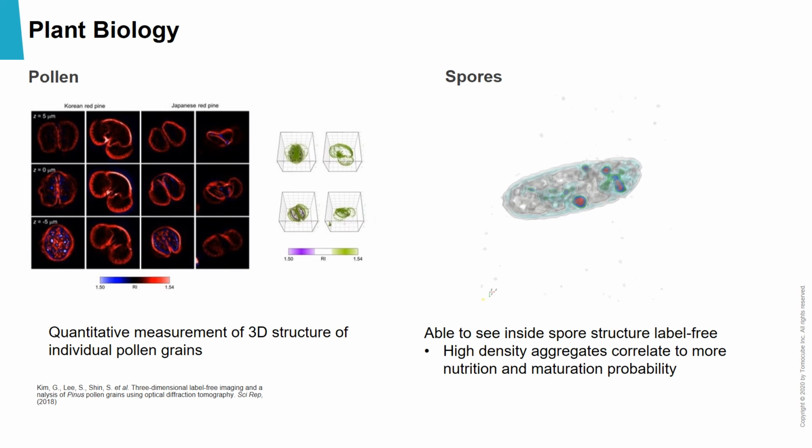Refractive index inside the spores can show which ones have higher density inside, meaning more nutrition, and which ones are more likely to mature and grow well. Measuring the 3D structure of individual pollen grains remains challenging using conventional imaging approaches, mainly due to the lack of capacity for quantitative 3D measurement. And even advanced 3D imaging methods have limitations or may require highly specialized equipment.